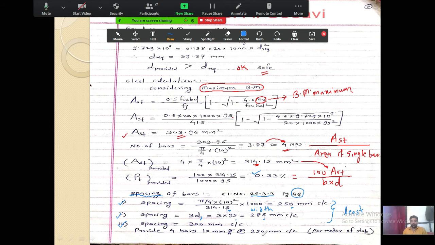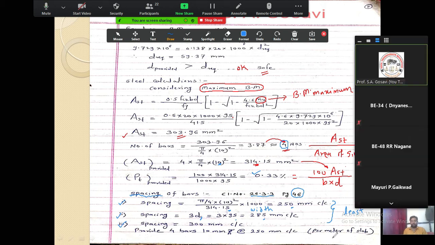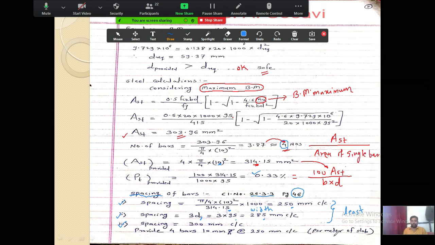Minimum value is 250. So how many bars are we going to provide? We are going to provide 4 bars. What is the diameter of each bar? 10 mm. So the concluding line is: provide 4 bars of 10 mm diameter at about 250 mm center to center. This is per meter of slab, so this is for 1 meter width of the slab.